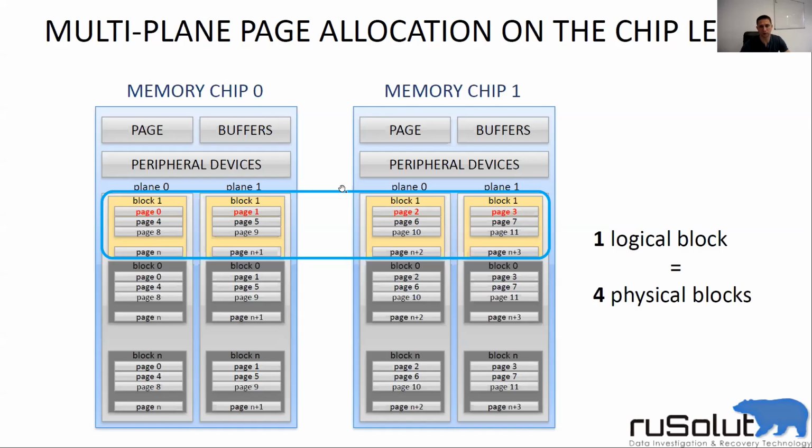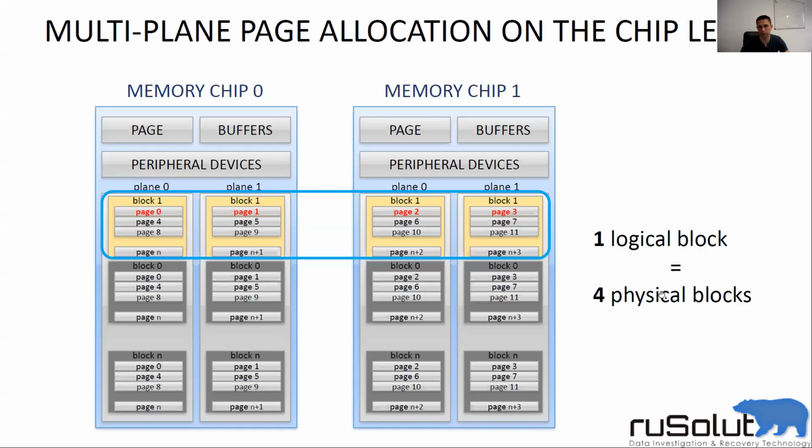Sometimes on this screen you can see 2 memory chips. It also can be 1 memory chip with 2 crystals. So 1 memory chip, 2 crystals. Each crystal has 2 planes. So in total we have 4 planes for writing, and 1 logical block has 4 physical blocks.